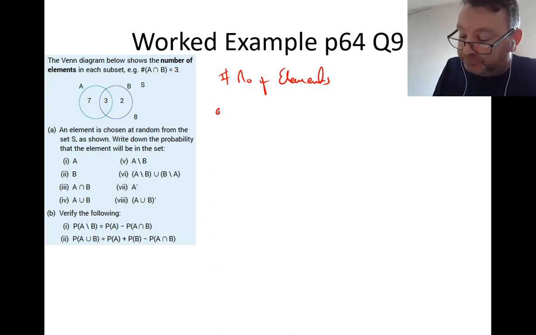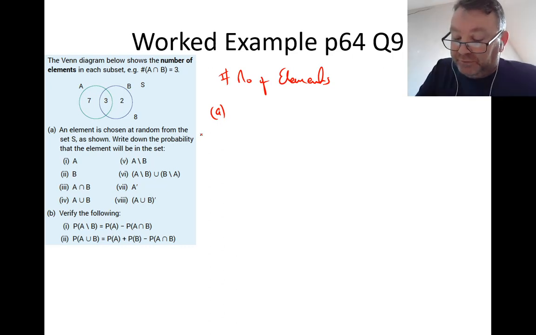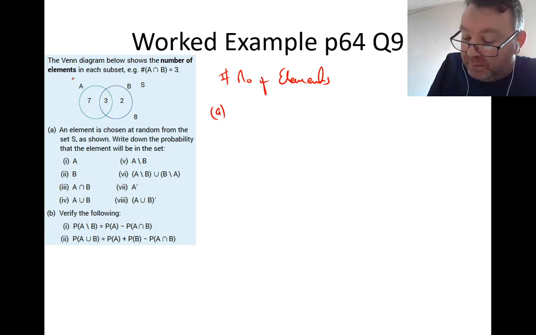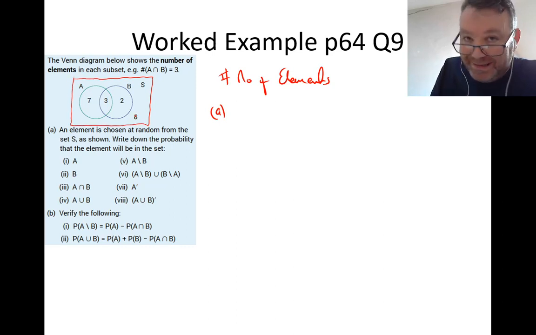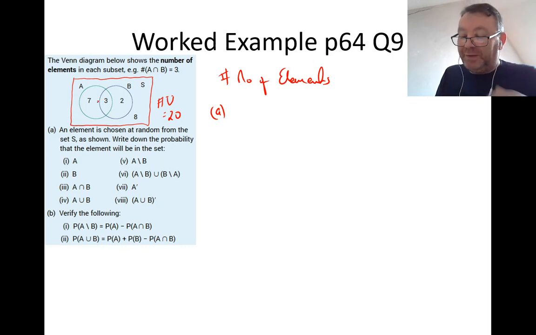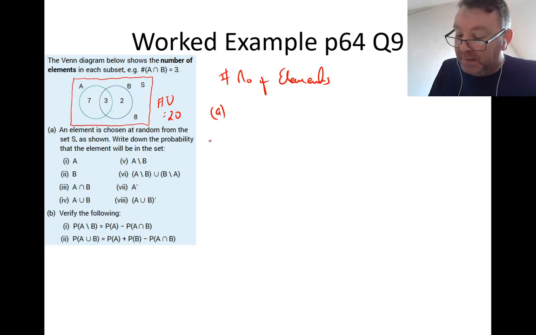Part A. An element is chosen at random from the set S as shown. Write down the probability that the element will be in the set. Okay, now we've got to be careful because this is the universal set here. See that? So in other words, we've got the 8 in here too. So what's the total number? 8 and 2 is 10, 3 and 7 is 10. So the total number of the universal set is 20. So just keep that in mind. 10 and 10. So we've got 20 altogether. So everything will be out of 20.